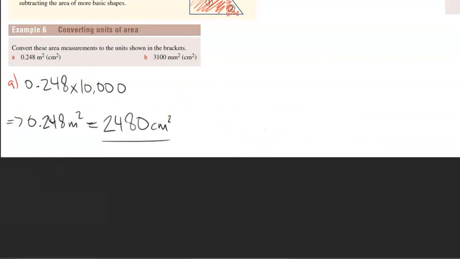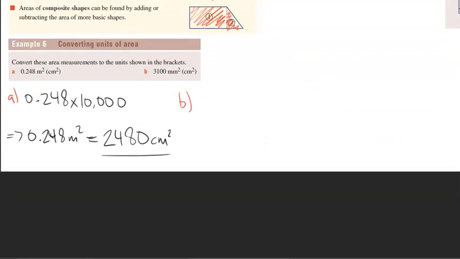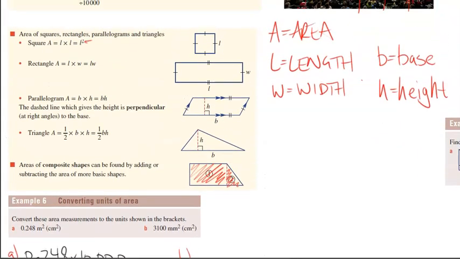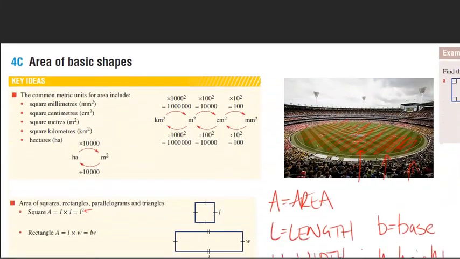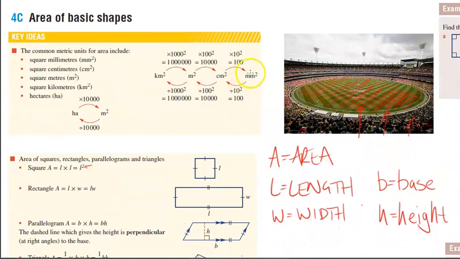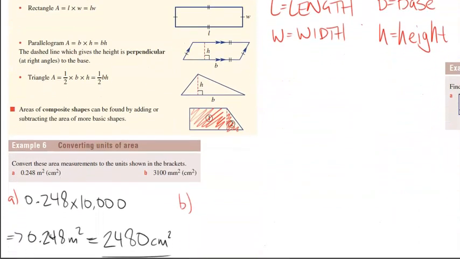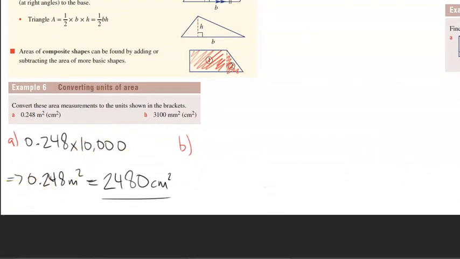So for B, we're changing 3,100 squared millimeters into centimeters squared. So millimeters to centimeters squared. Go back to our trusty chart. Millimeters to centimeters squared. We are backtracking. So we are dividing by 10 squared, or we're dividing by 100. So to get millimeters to centimeters squared, let's get 3,100 and we're going to divide this by 100.